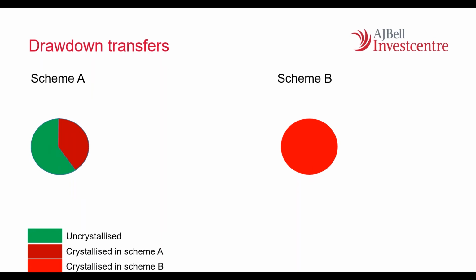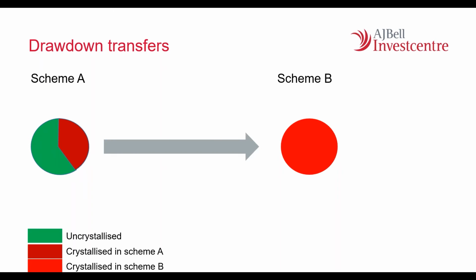Looking now at a slightly different scenario. We still have scheme A, looking like it did before, partially crystallised, but we also have scheme B. Scheme B here, you've already got that set up. So this is somebody who's got two pension schemes open. Scheme A is partially crystallised, scheme B is fully crystallised, and you're wanting to do a consolidation exercise. You've decided your preferred provider is scheme B, so you want to move everything across so it all sits in scheme B together, so you're wanting to move the whole lot.